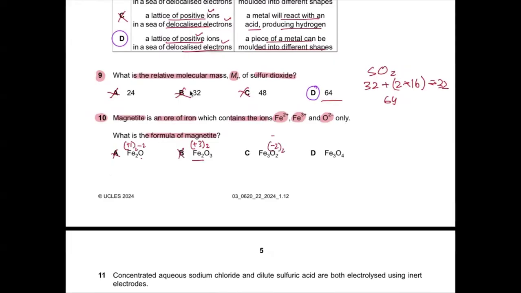Over here, -2 times 2 makes it -4. So this one is going to be +4. So 3 iron has a +4, no chance. So C goes wrong. So we are left with only option D. So D is the correct answer.